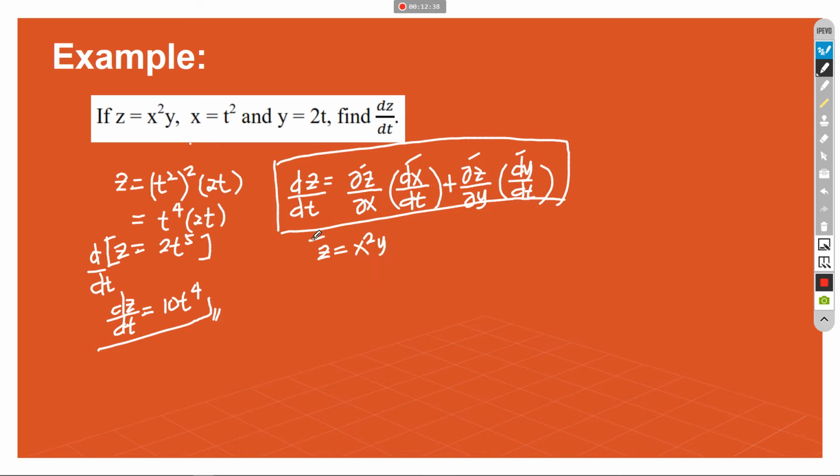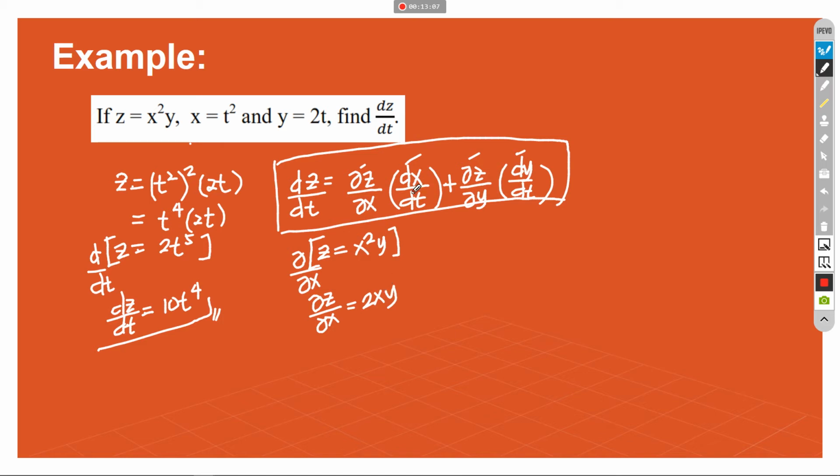Okay. Getting the derivative partially of c with respect to x. So, partial c over partial x is equal to, okay, constant si y, kaya ang derivative ni x squared ay 2x times y. So, meron na tayong partial derivative ni c with respect sa x. Okay, so paano naman natin kukunin si dx over dt?